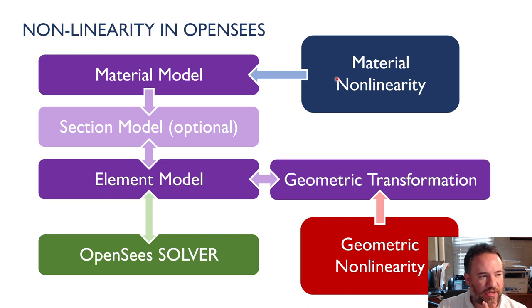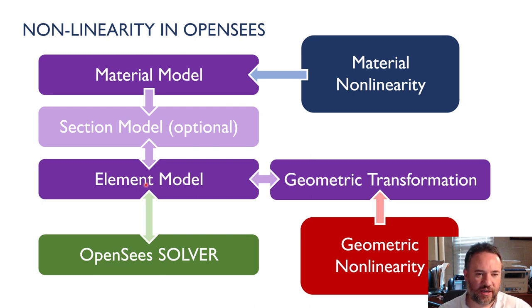Then the geometric nonlinearity comes through an intermediate step, which is a geometric transformation. So for each element in our model, we have to define a certain type of transformation. And the transformation handles how the stiffness of the model changes at every step based on the position of the nodes.